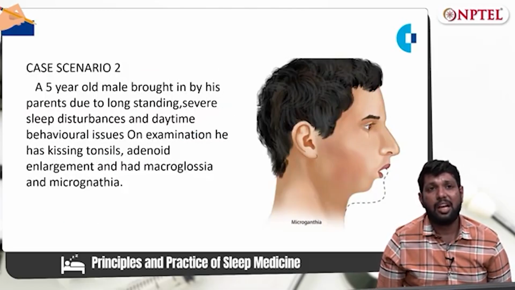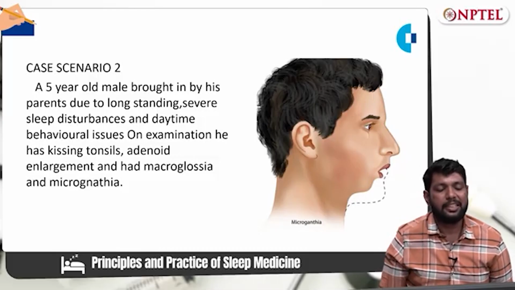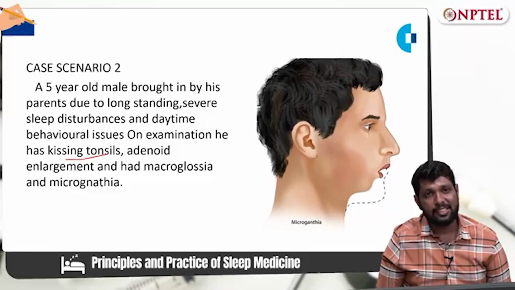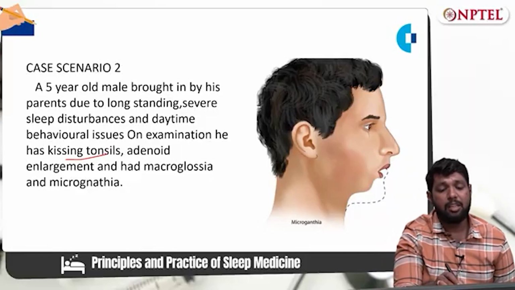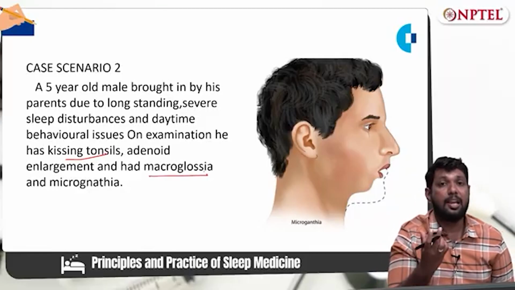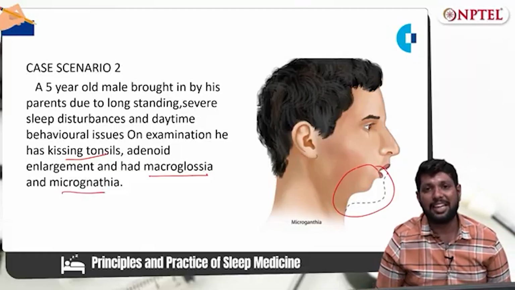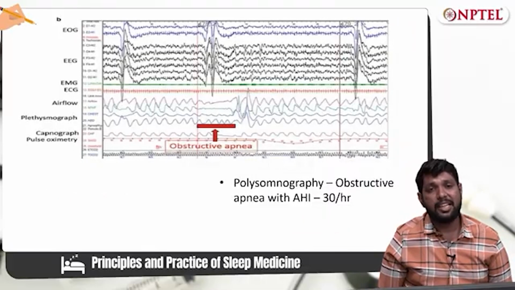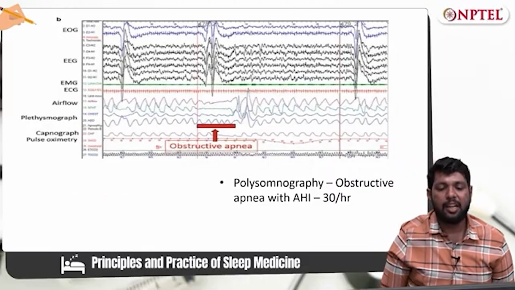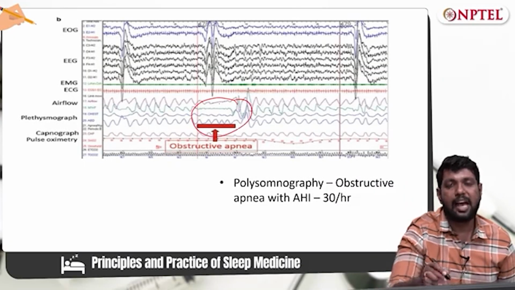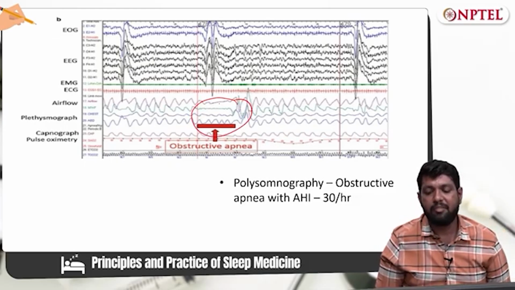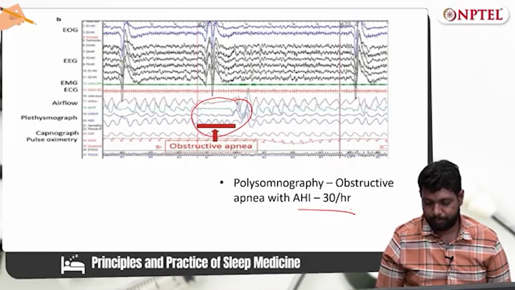Another case scenario, a 5-year-old male brought by his parents due to long-standing severe sleep disturbances and daytime behavioral issues. On examination, the patient has kissing tonsils and adenoid enlargement and he has macroglossia, which is nothing but a large tongue, and micrognathia. This is the one called micrognathia. So we did a polysomnography for the patient, and again we could see an absent airflow, that is obstructive sleep apnea, with an AHI of 30 per hour.